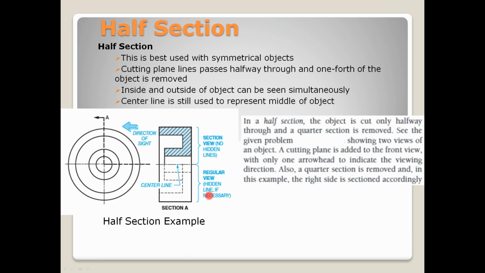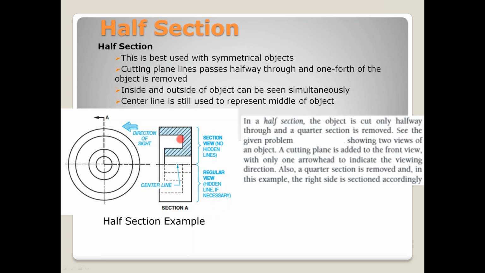See the given problem here, showing two views of an object. A cutting plane is added to the front view with only one arrowhead to indicate the viewing direction. Also, a quarter section is removed, and in this example, the right side is sectioned accordingly. So as you can see, this is a good example. This is the direction of the side: section view, no hidden lines, and regular view, hidden lines if necessary.